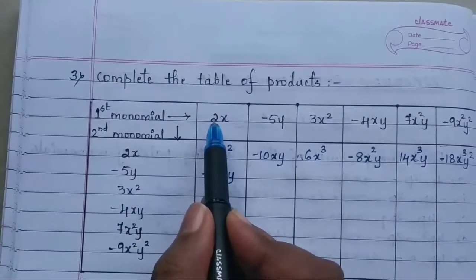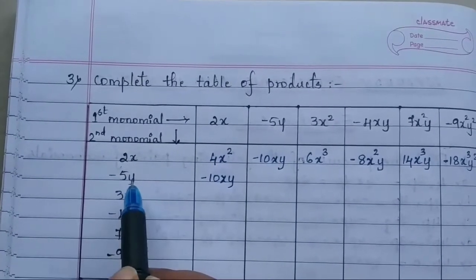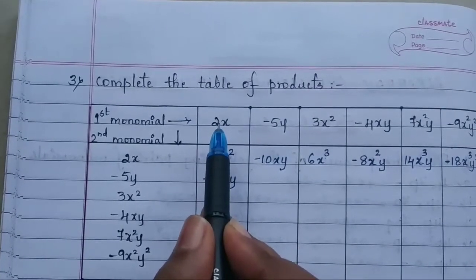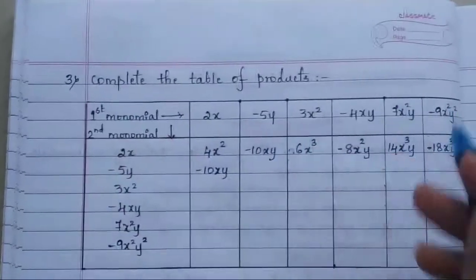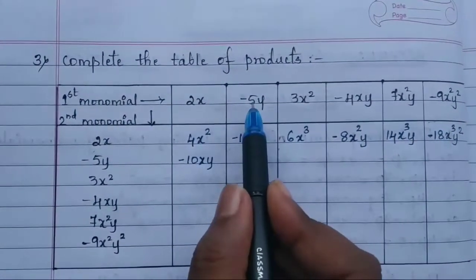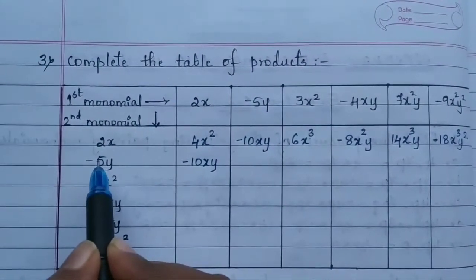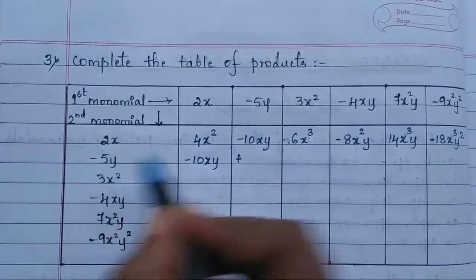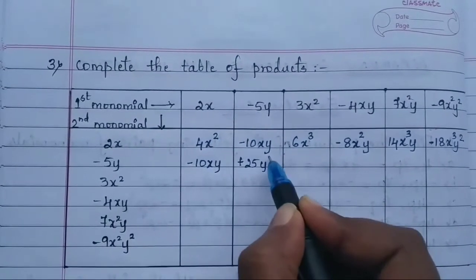As you can see here, the product of this 2x and this minus 5y, we will get the answer here. Similarly, the product of 2x and this 3x square, we have to write the product here. So on, we have to fill this table. Okay. Next, we can see minus 5y and minus 5y. So here minus into minus, we will get plus. 5 5s are 25 and y into y we are getting y square.